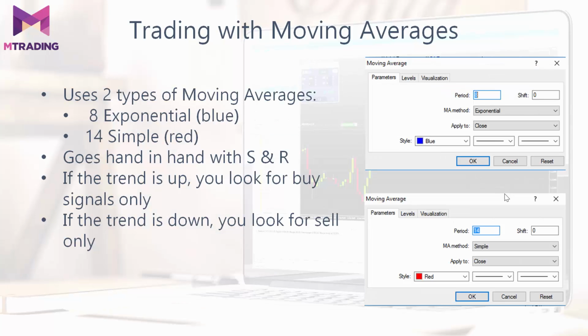Let me show you how you can set up this strategy. First, you will need to add two moving averages, one exponential, set at 8 periods with blue color, and the other simple with red, 14 periods. This strategy should be used together with support and resistance levels. If the trend is going up, you should look only for buy signals. If the trend is down, look for sells.